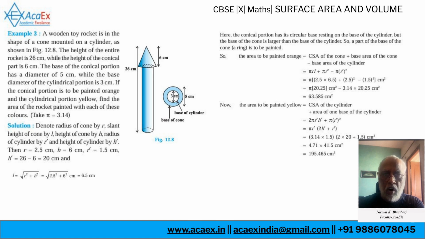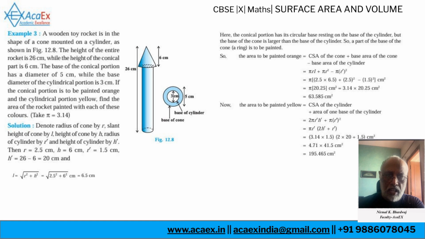Area to be painted orange, the cone. This is the curved surface area of the cone, plus the base area of the cone minus the base area of the cylinder. The calculation is pi times (the radius terms). This results in 3.14 times 20.25, which equals 63.585 square centimeters.